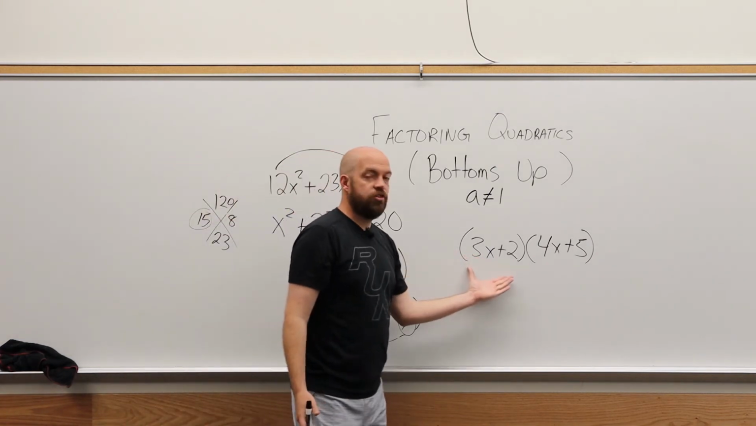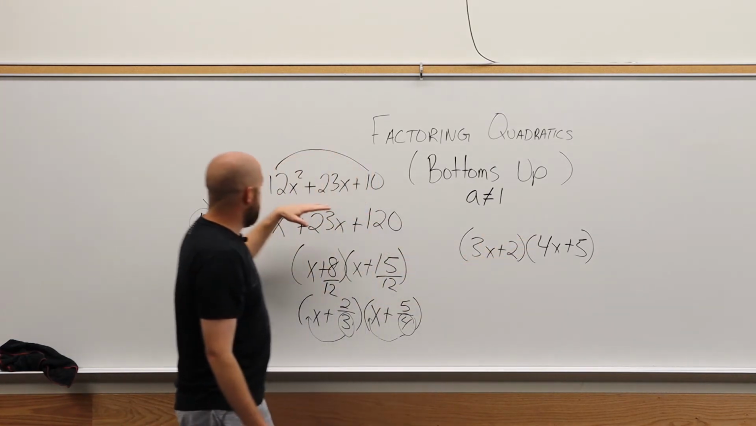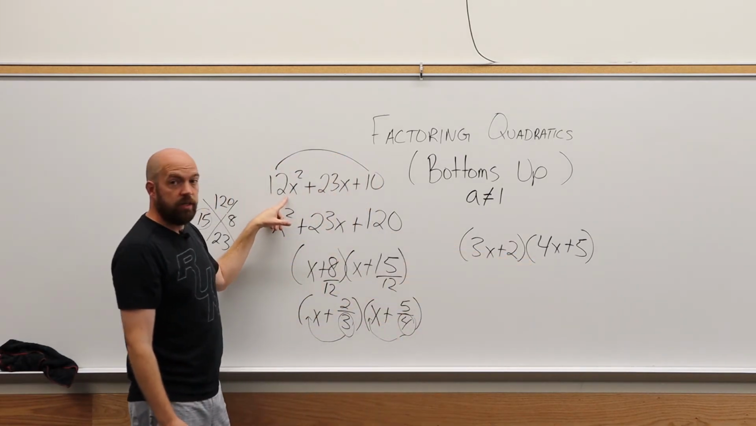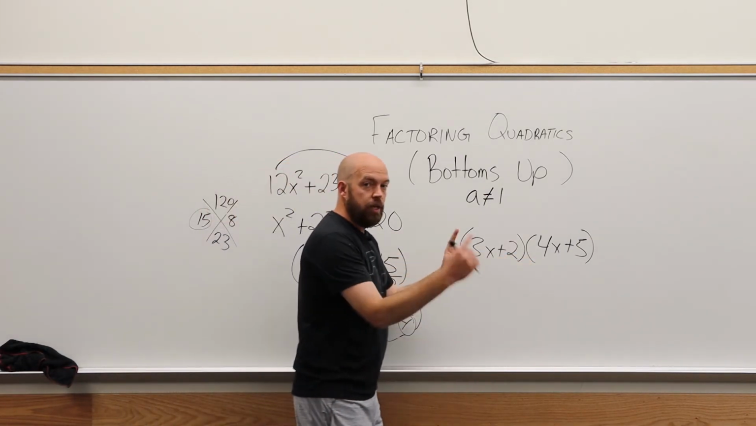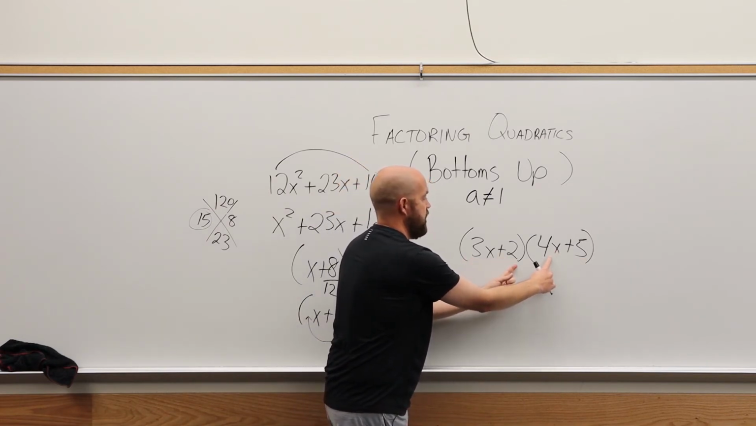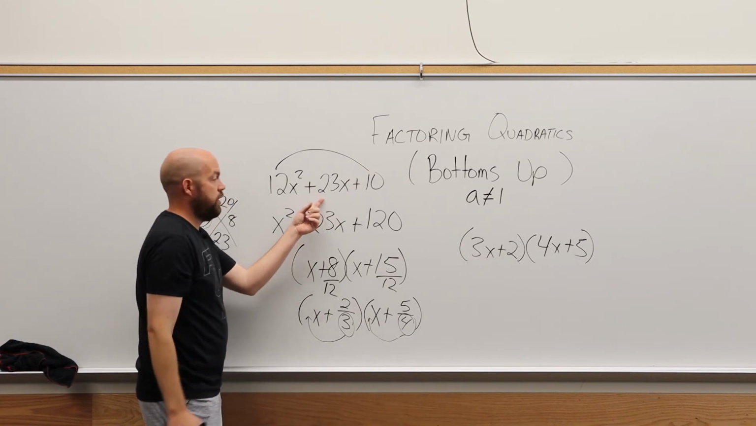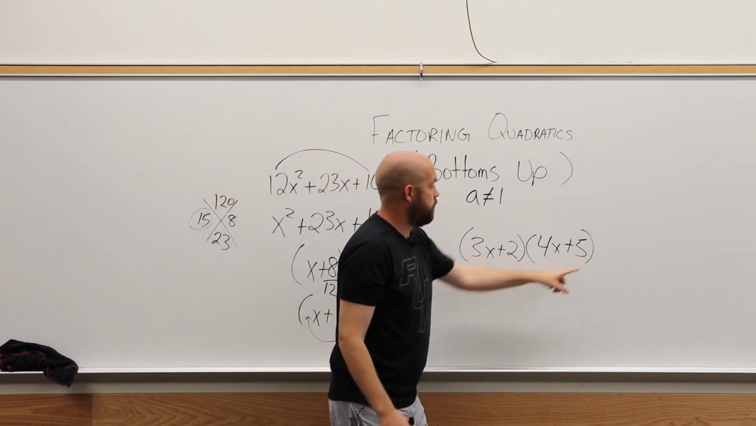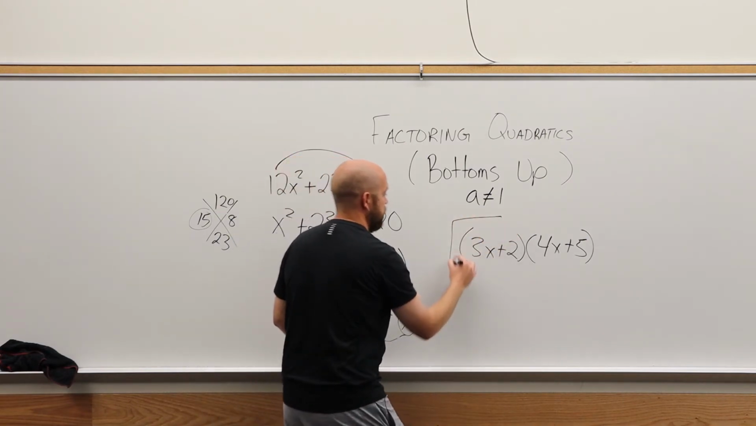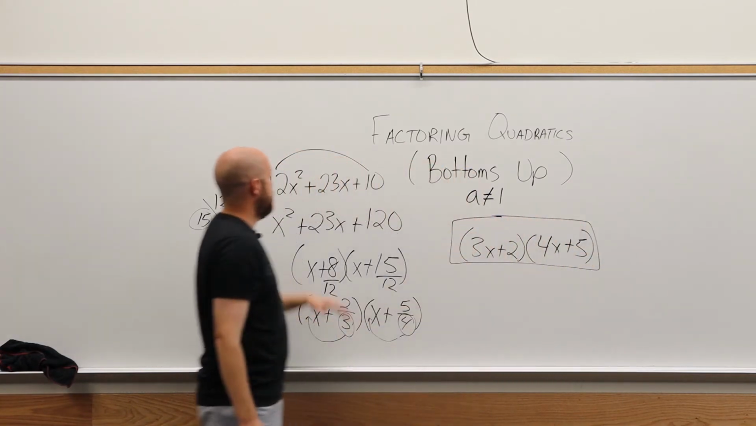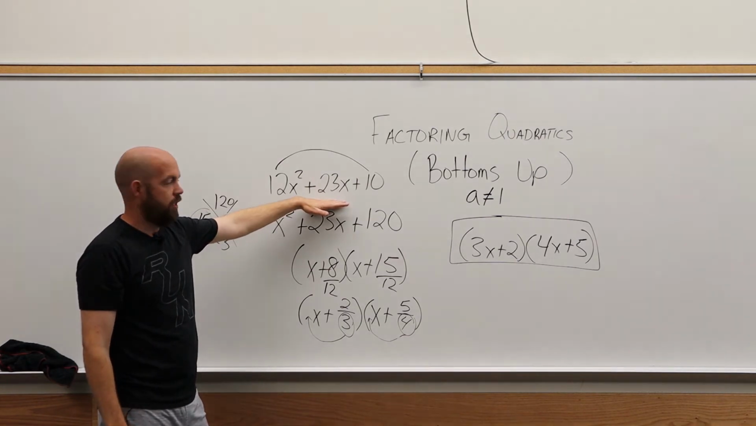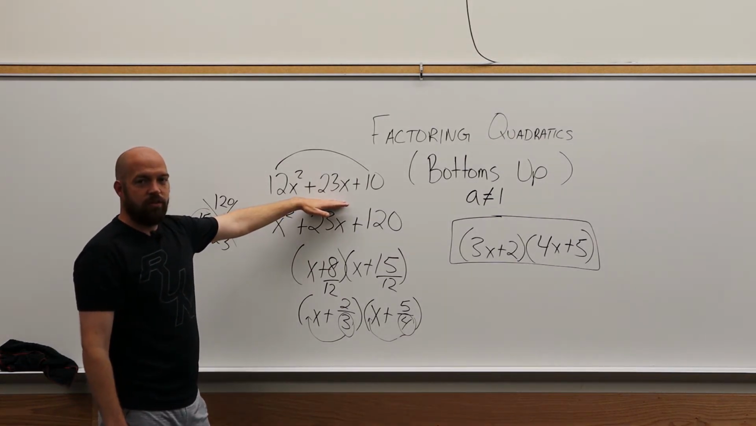If I was to distribute this out, I should end up getting this original answer. 3x times 4x is 12x squared. Outie innie, 3x times 5 is 15x, and 8x, if I add those together, I get 23x. And then 2 times 5 gives me the 10, so I know that this is the correct answer. I have factored this original problem. Kind of weird, huh? Let's try another one.